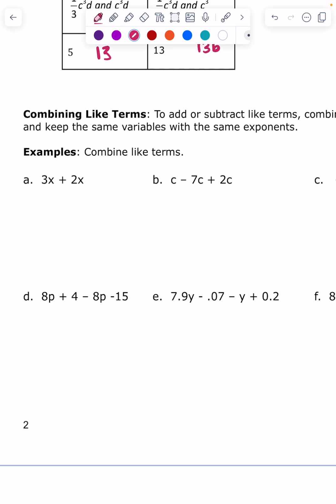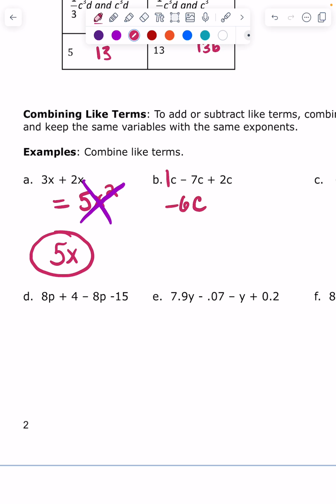What students like to do, don't write this down, is write this as 5x squared. They think when you put the two x's together, you get x squared, but that's not correct. So I'm going to put a big purple X around that. What we would do instead is add the 3 and the 2 together, and then just keep whatever variable it has. For B, I like to put a 1 here. So 1 minus 7 would be negative 6c plus 2c, which is negative 4c.